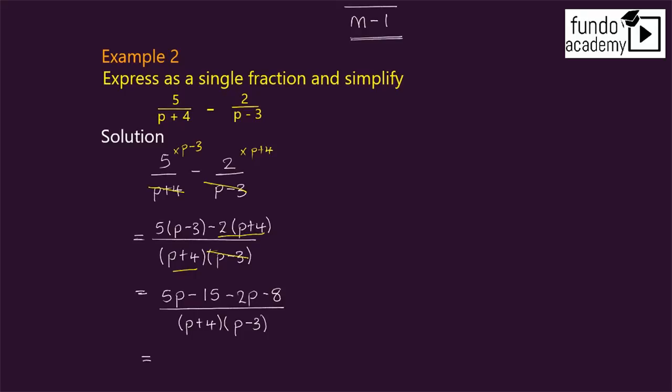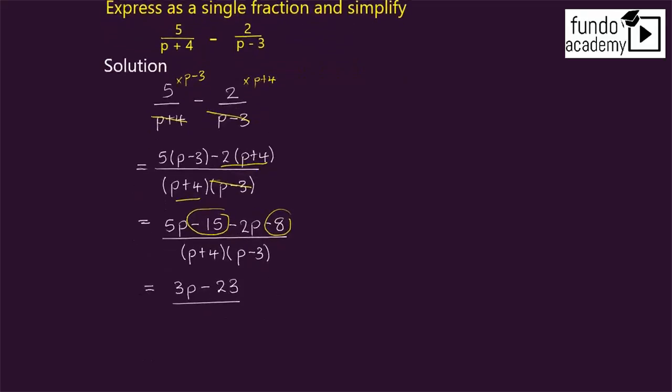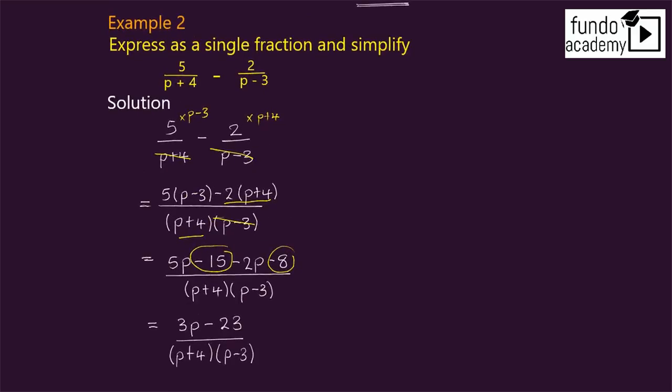Next, we continue simplifying the numerator. We have 5p minus 2p, that's 3p. We also have minus 15 minus 8, this gives us minus 23, and this is all divided by p plus 4 of p minus 3. And if you look at this, you can see that we cannot simplify it anymore, so this simply becomes the solution for example 2.